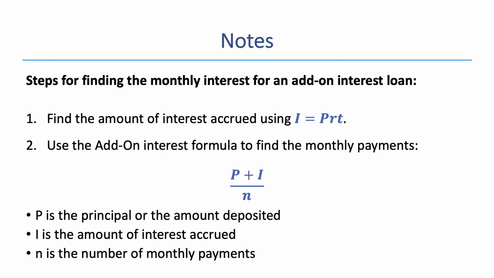The next step is to use the add-on interest formula to find the monthly payments. This is found by taking the principal amount, or the amount we deposited, then add the interest that we accrued, and divide it by the number of monthly payments. That will give us the monthly interest that we need to pay.